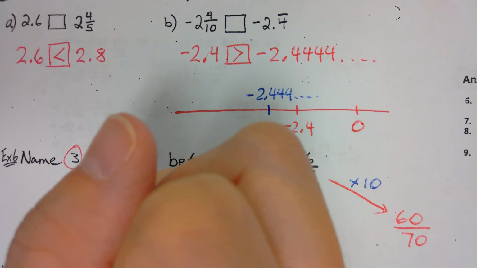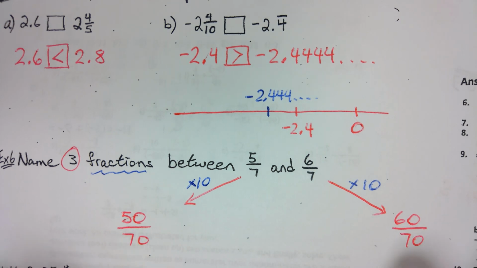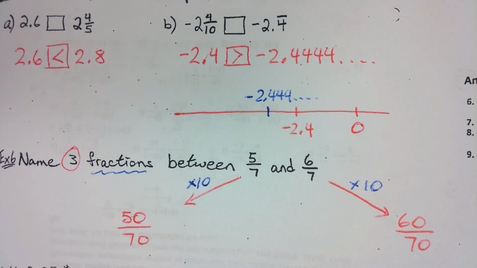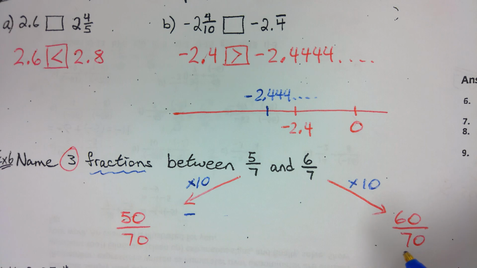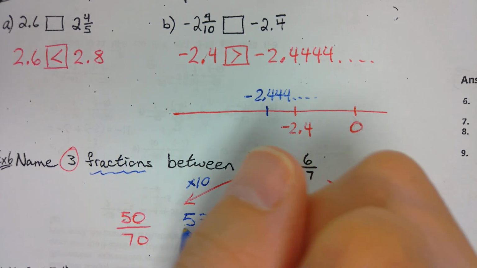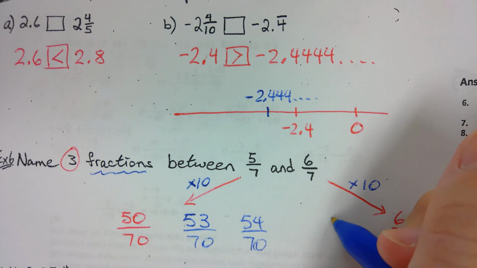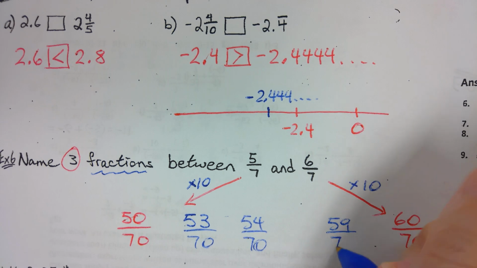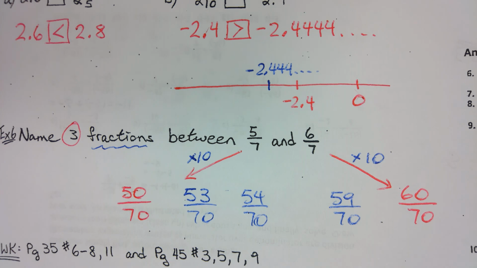Okay, but I want fractions. I want to keep it as 3 fractions. So 3 fractions between 50 and 60. Okay, Alisa? 53 over 70, 59 over 70, and 50. Okay, so she said 53 over 70, 54 over 70, and 59 over 70. Okay, so if this was her final answer, she would have got 2.5 out of 3 on this question.